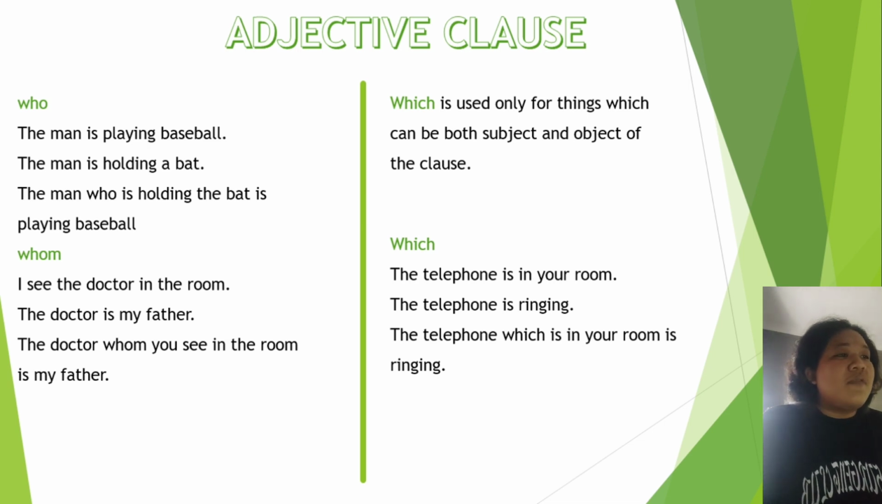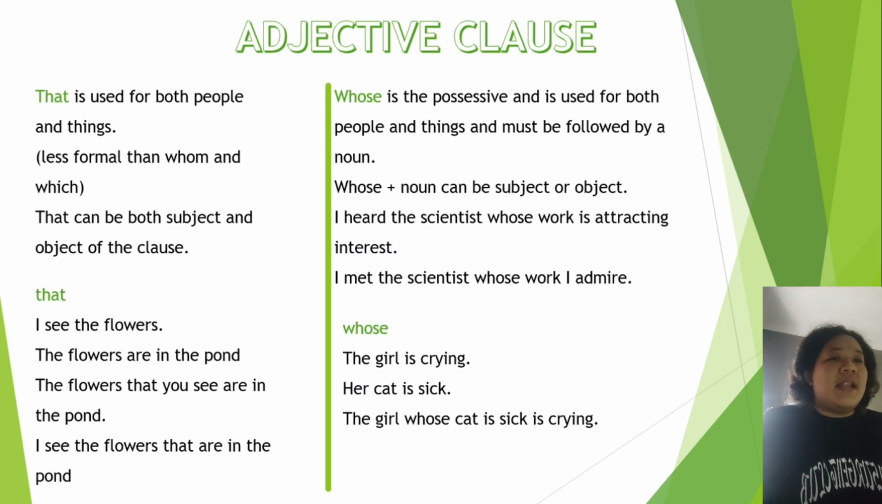Which is used only for things, which can be both subject and object of the clause. Which: the telephone is in your room. The telephone is ringing. The telephone which is in your room is ringing. That is used for both people and things, less formal than whom and which. That can be both subject and object of the clause. That: I see the flower. The flower are in the pond. The flower that you see are in the pond. I see the flower that are in the pond.